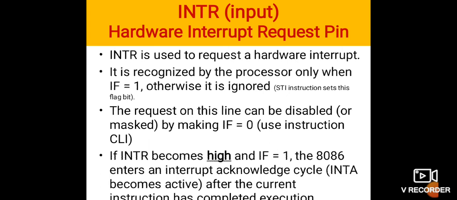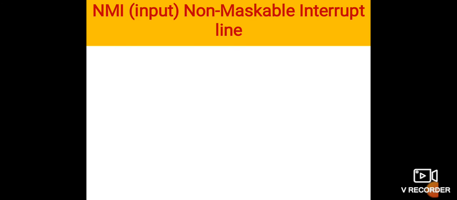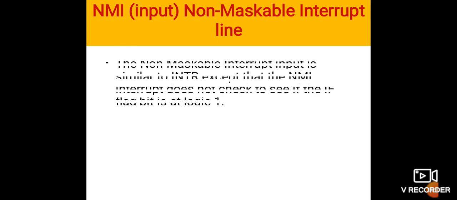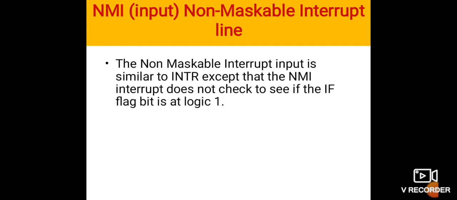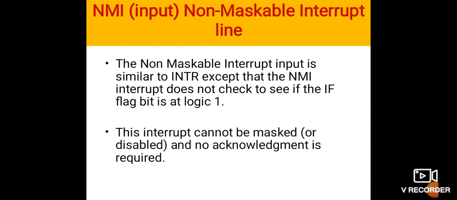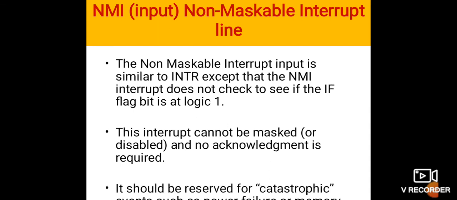INTA will become active after the current instruction has been executed. And the other interrupt pin we have is the non-maskable interrupt line. So here the non-maskable interrupt is similar to INTR, except that it does not check to see if the flag bit is at logic 1 or not. This interrupt cannot be masked, it cannot be disabled, and it doesn't require any acknowledgement. And this should be reserved for certain catastrophic situations like power failure.